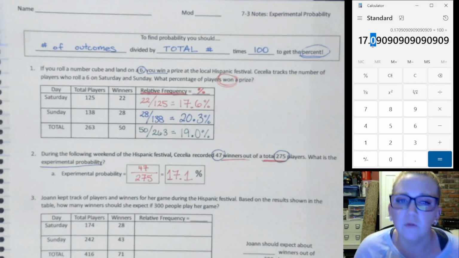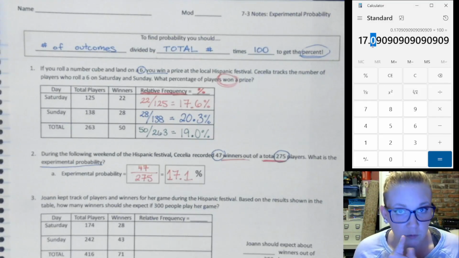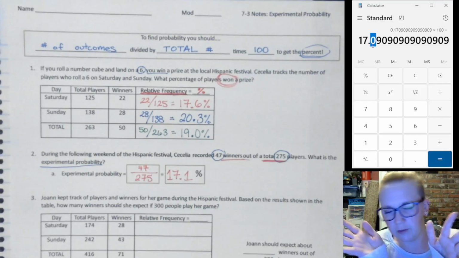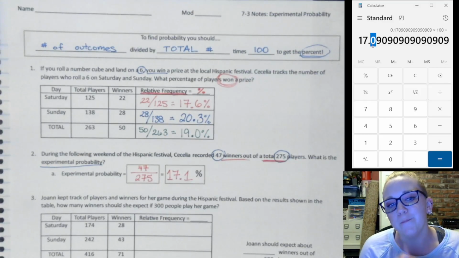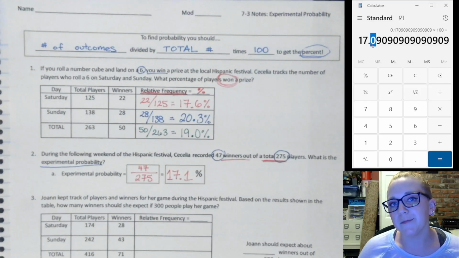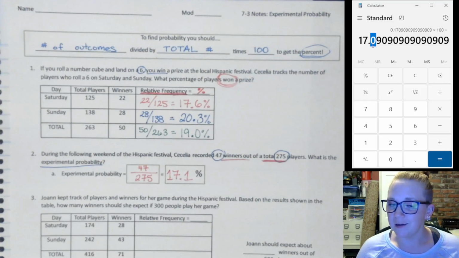17.1%. So just think about it, and this isn't on your paper, but I want you to think about it because we're smart noodles. We can figure this out, right? What day would have been the best day for you to go and play? Hopefully you said Sunday. Sunday had a higher percentage.